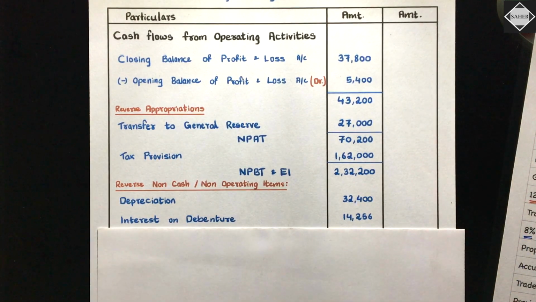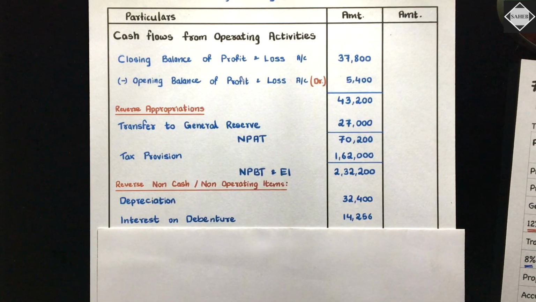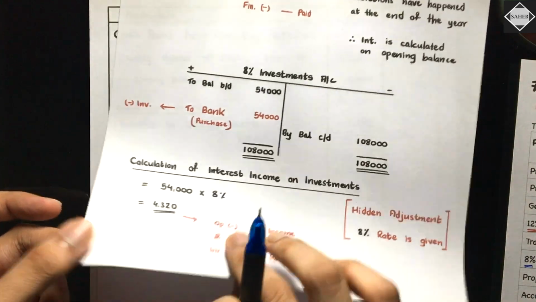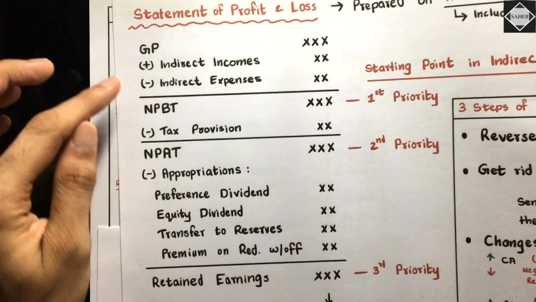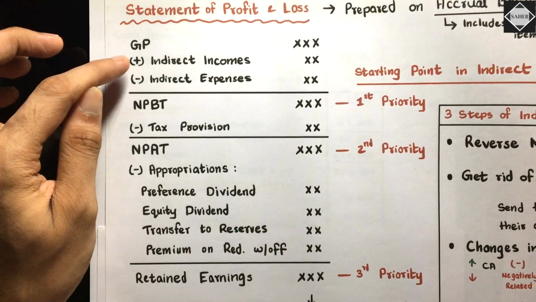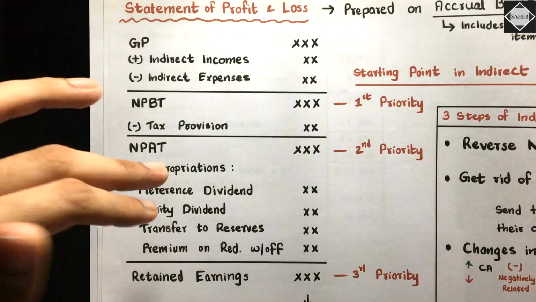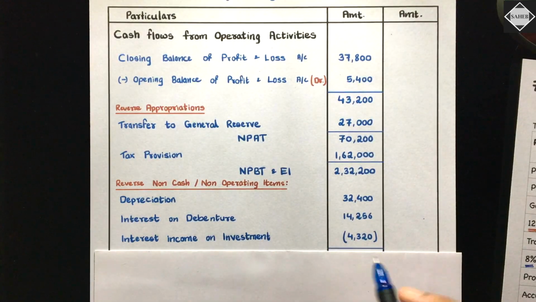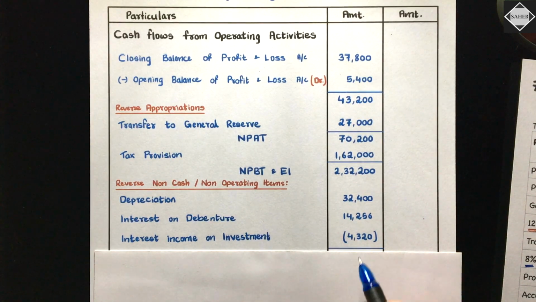Clear? Then we have interest income on current investment, right? How much? 8%. Yes, we calculated that: 4,320. Now understand, interest income is an indirect income which is credited in P&L, which has been added. So now to reverse, we have to subtract. See, interest income on investment 4,320 we are subtracting. Is it clear? So we'll subtract and reverse.